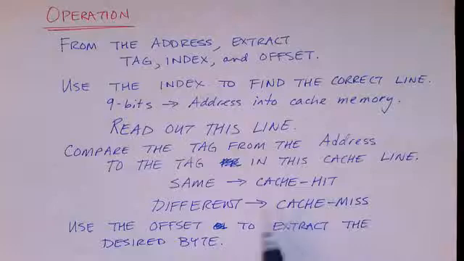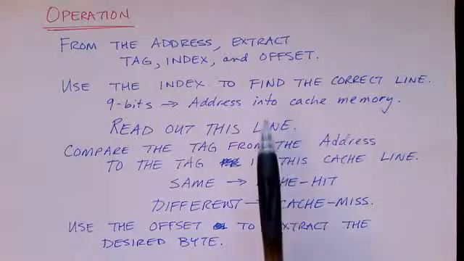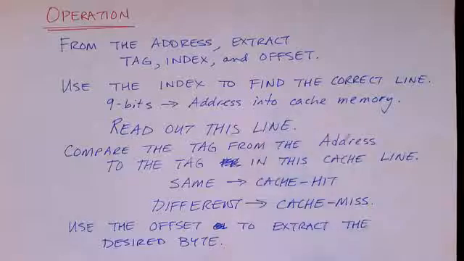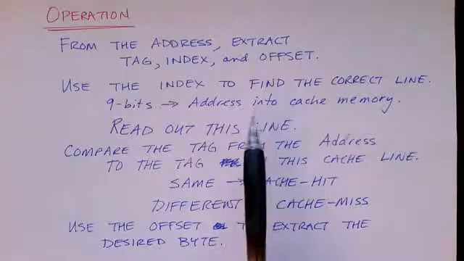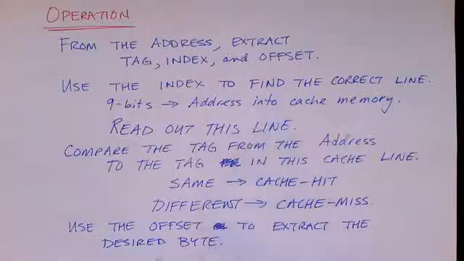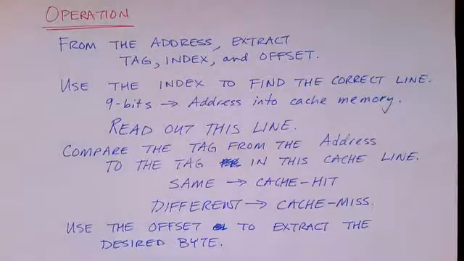And finally, if it's a cache hit, then in the final step, the individual byte or bytes from the block are extracted. So the cache uses the offset, the remaining 6 bits of the address, to determine which byte is wanted, and then it extracts that byte and returns it to the CPU.